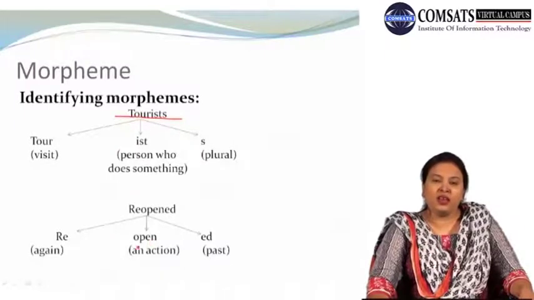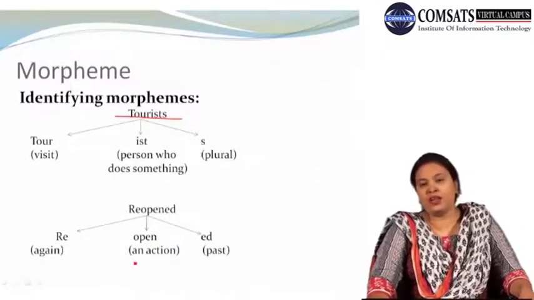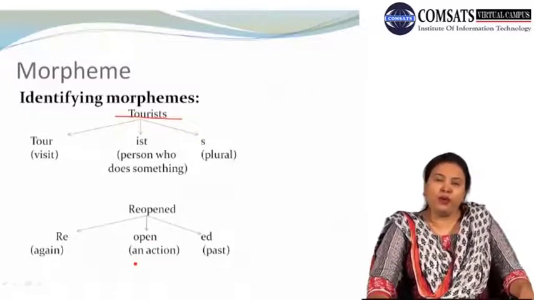Similarly, reopened: re is one morpheme, open is one morpheme, and ed is another morpheme. Reopened, one single word comprised of three morphemes.